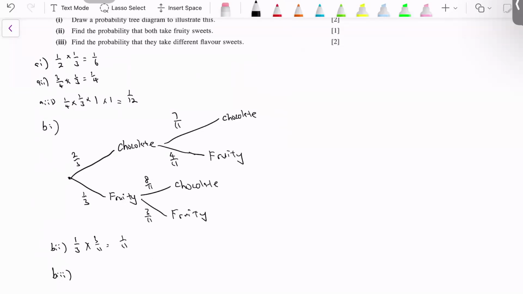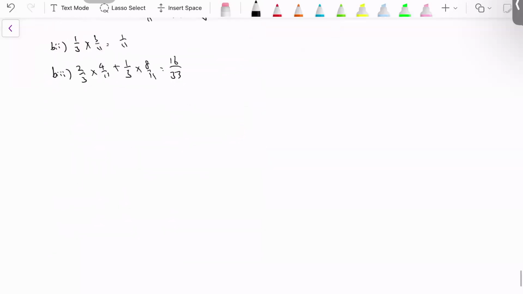And B part 3 is the probability that they take different sweets. So first being chocolate, second being fruity, or first being fruity, second being chocolate. First being chocolate is 2/3, second being fruity is 4 of 11, or first being fruity is 1/3, second being chocolate is 8 out of 11. So we just have to multiply the individual chocolate and fruity combinations in terms of probability, and we add them together. So that gives us a probability of 16 out of 33. Okay, so that's our part 3.